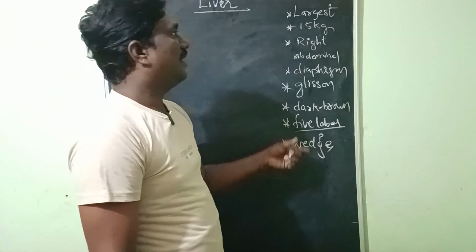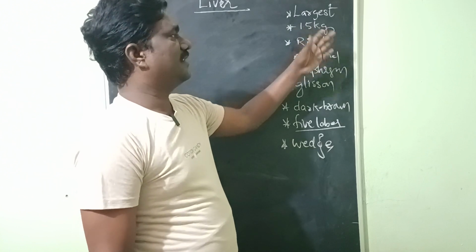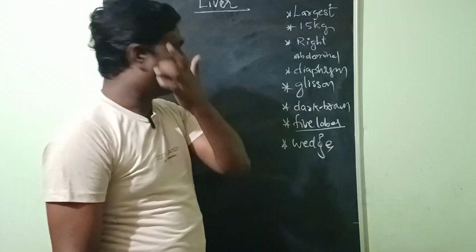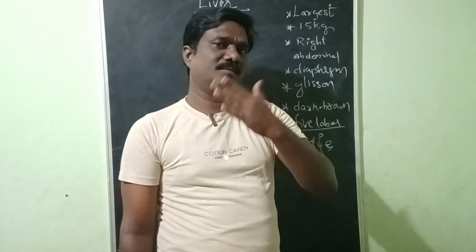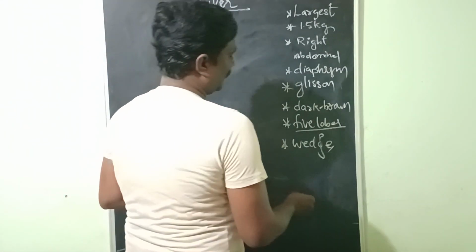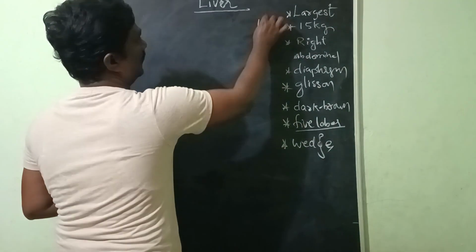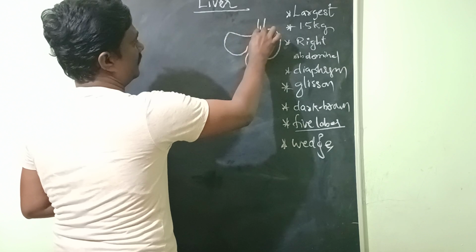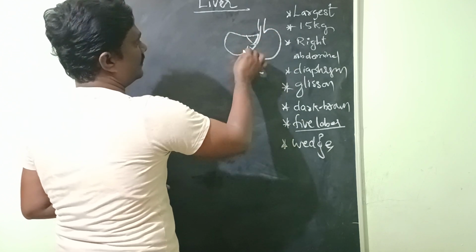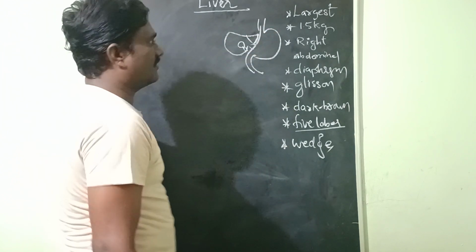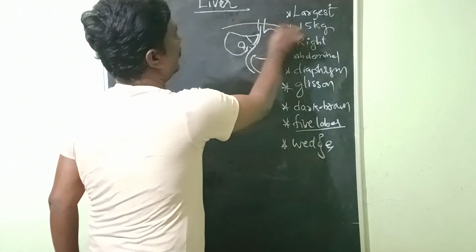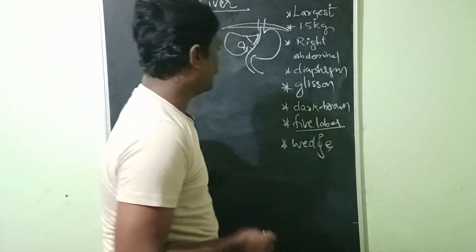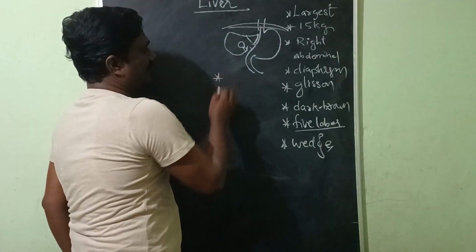This is the largest gland, 1.5 kg in weight, in the right abdominal cavity, opposite to the stomach. This is the stomach. Here the liver is present. It has five lobes. This is the diaphragm. Now, what are the functions of the liver? It has so many main functions.